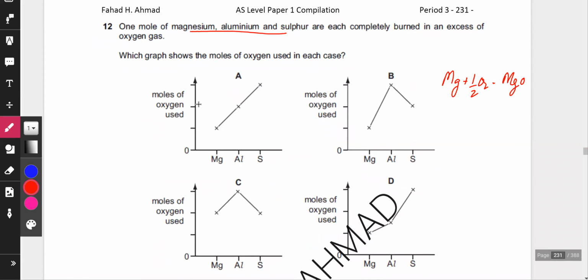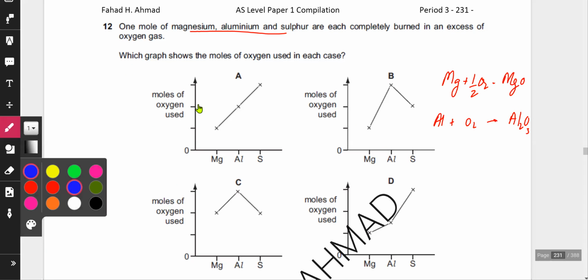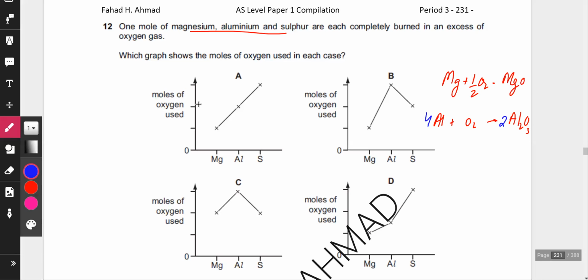What about the next one, aluminium? If you balance aluminium with oxygen, it would produce Al2O3. We can balance it the conventional way: four aluminiums give you 2 into 3, 6 oxygens, so that would be 3O2. But he's talking about 1 mole of aluminium, so I need to make aluminium 1 mole. So I'm going to divide everything by 4.